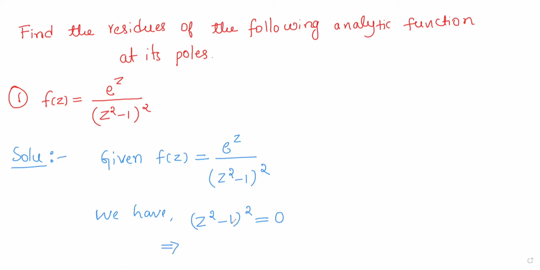So z square minus 1 is there. 1 can be written as 1 square. So it is of the form a square minus b square, so a minus b into a plus b. This is inside the square. So what it implies? It is z minus 1 whole square into z plus 1 whole square equals 0. It is z minus 1 whole square equals 0 or z plus 1 whole square equals 0.